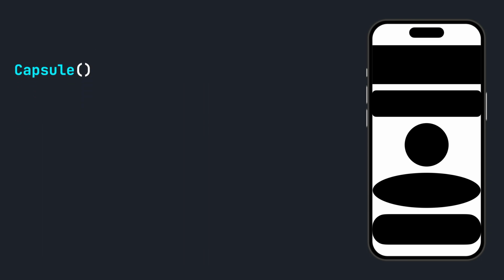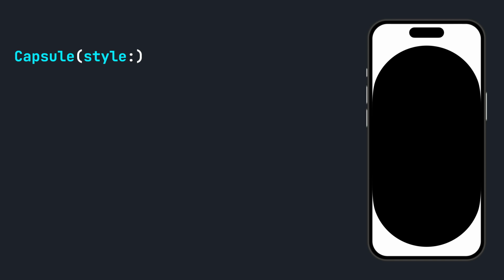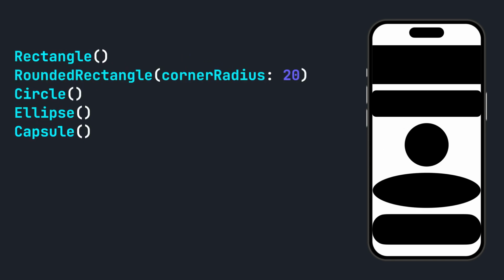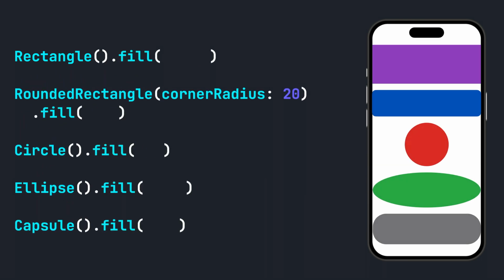value. Capsules have a secondary initializer, style, with the choice of 2 types of curvatures for rounded corners, dot continuous and circular. All shapes will fill all available space and will be black in light mode and white in dark mode. If you wish to modify the color of any shape, you can use the dot fill modifier, and inside of the modifier, add your color.